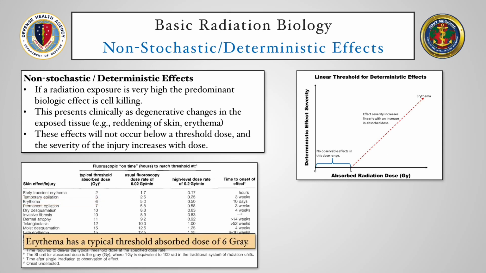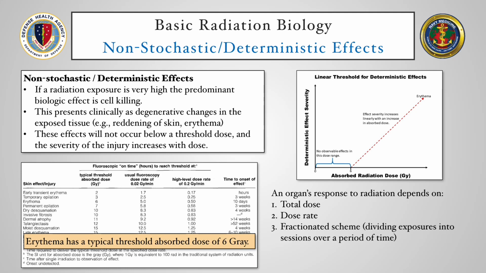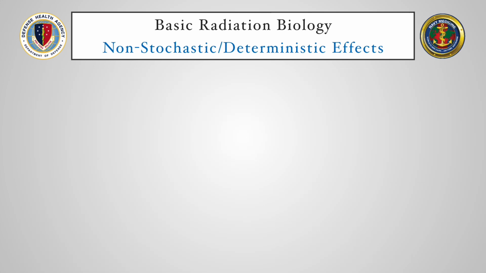And finally, an organ's response to radiation will depend on many factors. The total dose, the dose rate, the fractionation scheme, which is how the total radiation is divided into separate sessions, the volume of irradiated tissue, and the radiation sensitivity of that tissue, similar to the tissue weighting factor we just discussed. Let's take a look at an extreme example of organ damage by looking at a case of skin injury. Remember, when we talk about this case, we said that the typical threshold for erythema was 6 gray.